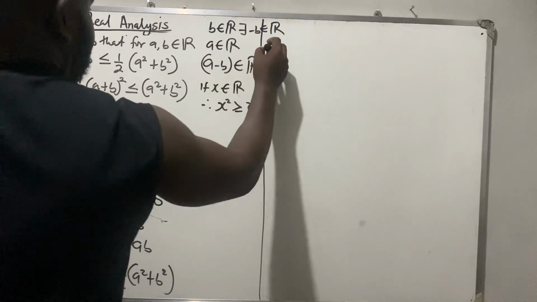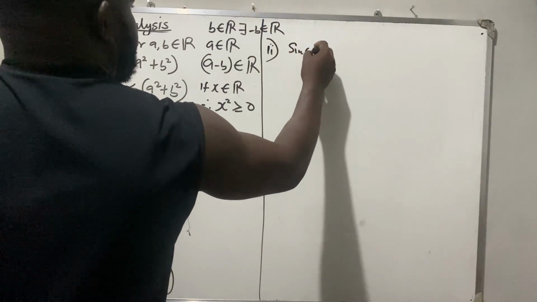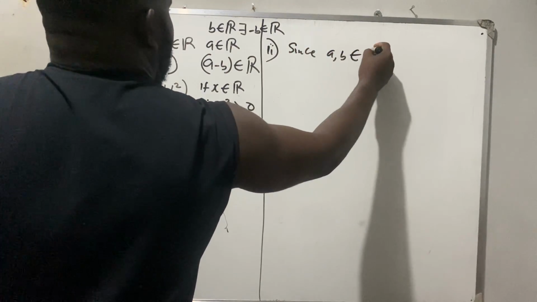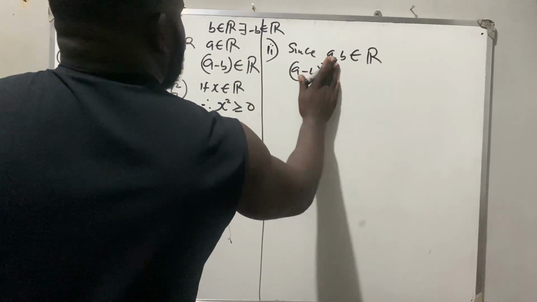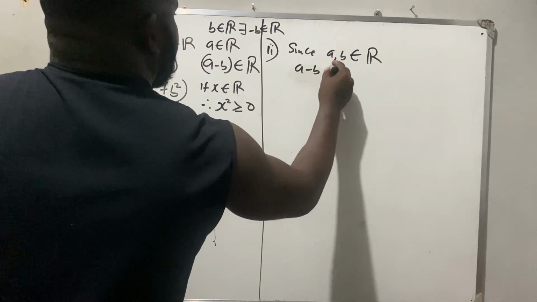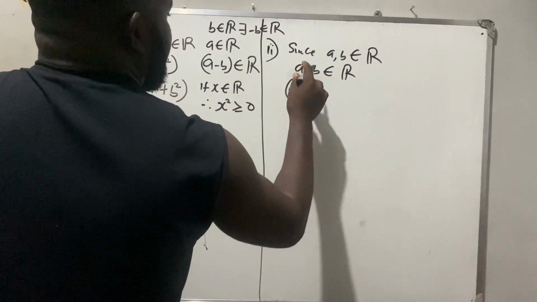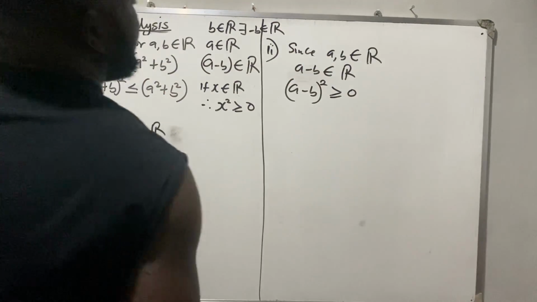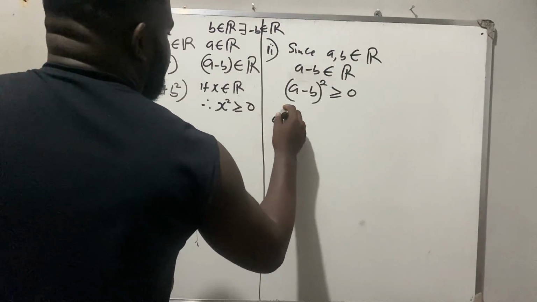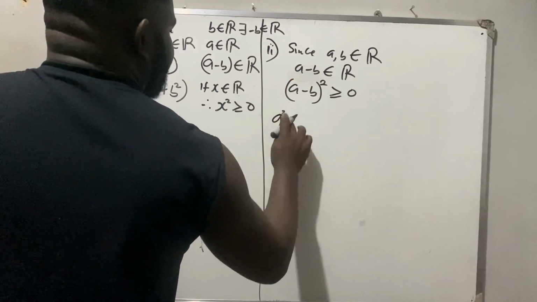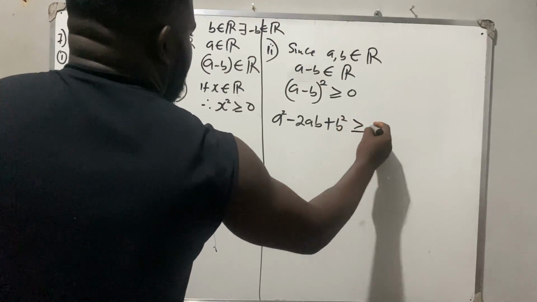So we go to number 2. Since we know that A and B still belong to R, A minus B will still belong to R. A minus B will equally belong to R, and if this belongs to R, A minus B all squared must be positive, greater than or equal to 0. So if we now open the bracket, I'm going to have A squared, square the first one, multiply the first one and the second one, double it, minus 2ab, square the last one, you have plus B squared, must be greater than or equal to 0.